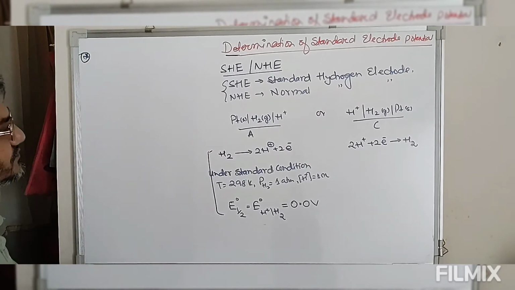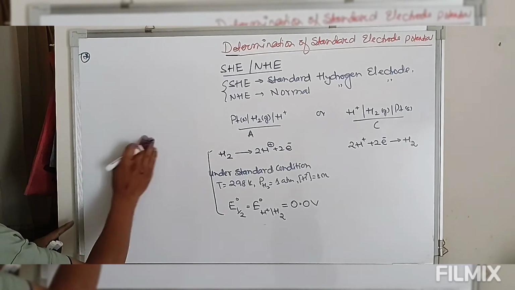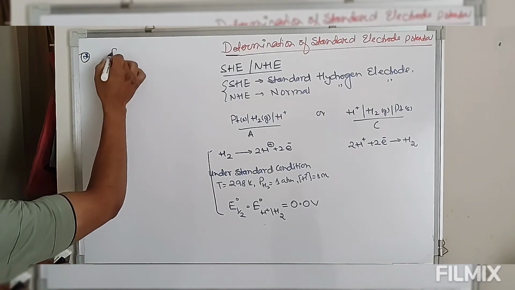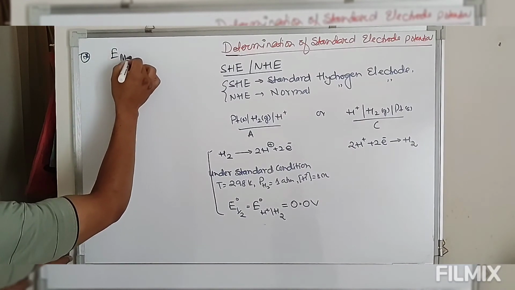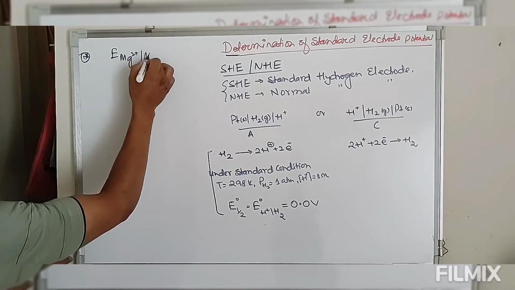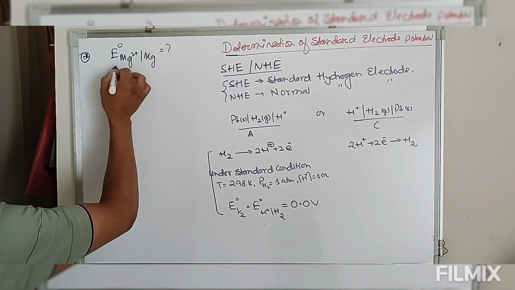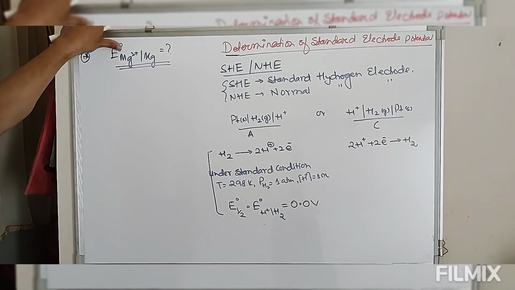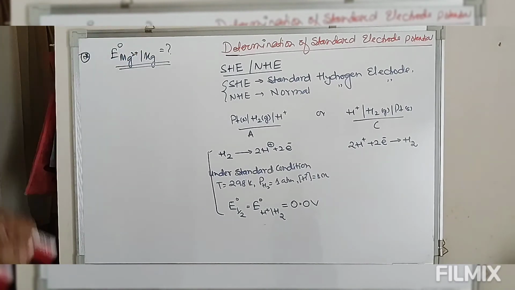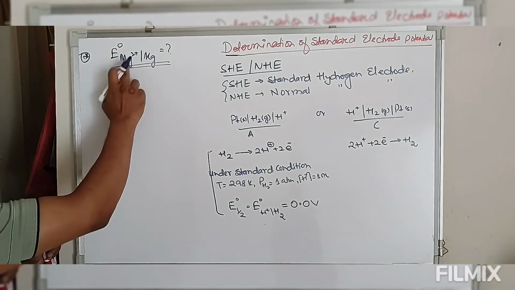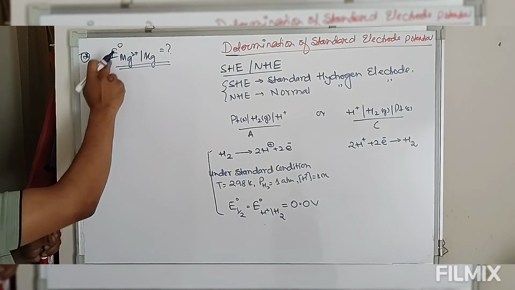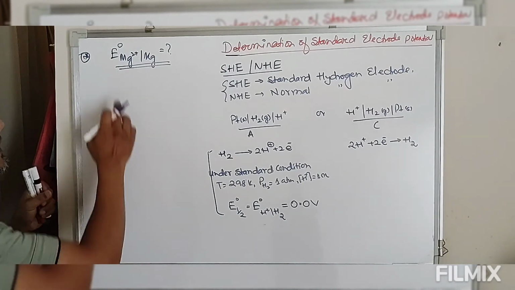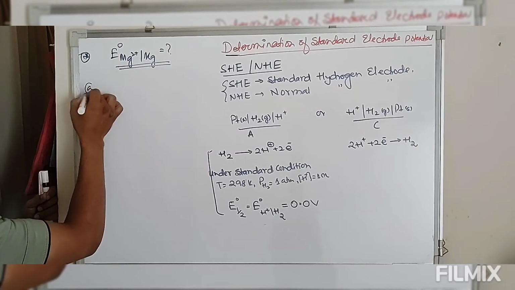Now look at this. Now we have to define the reduction potential of magnesium, that is Mg2 plus to Mg. So we have the magnesium 2 plus electrode. For this electrode we have to define the standard reduction potential of the magnesium electrode. So what we can do is couple it, and we can do it in this way.